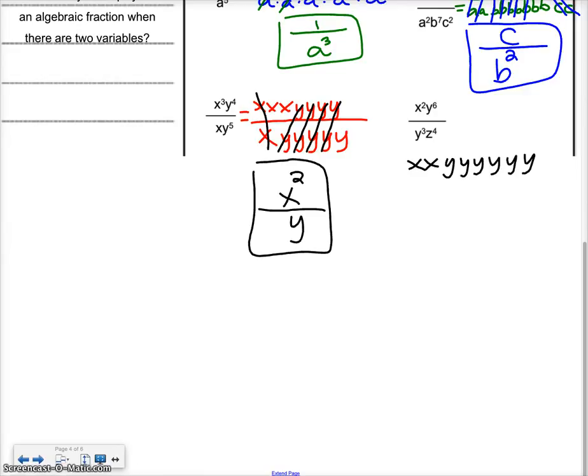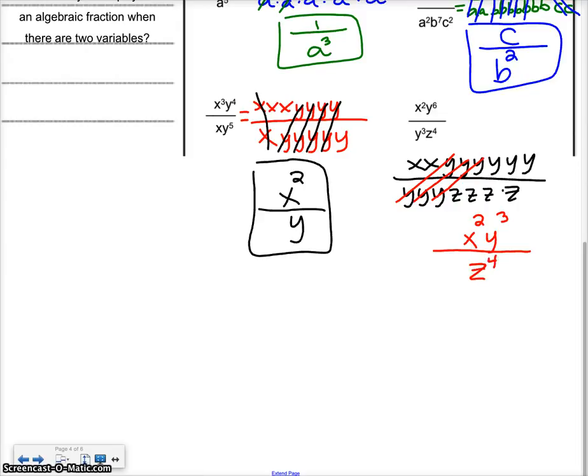Now notice I'm not putting a dot in between them, because when 2 variables stick together, it just means multiplication. 3 y's, 4 z's. Whoops, there I put a dot by accident. Okay, can I cross any x's off? No, because they don't share. I can cross 1, 2, 3 y's, and that's it. So on top I have 2 x's left, 3 y's, and on the bottom I have 4 z's.